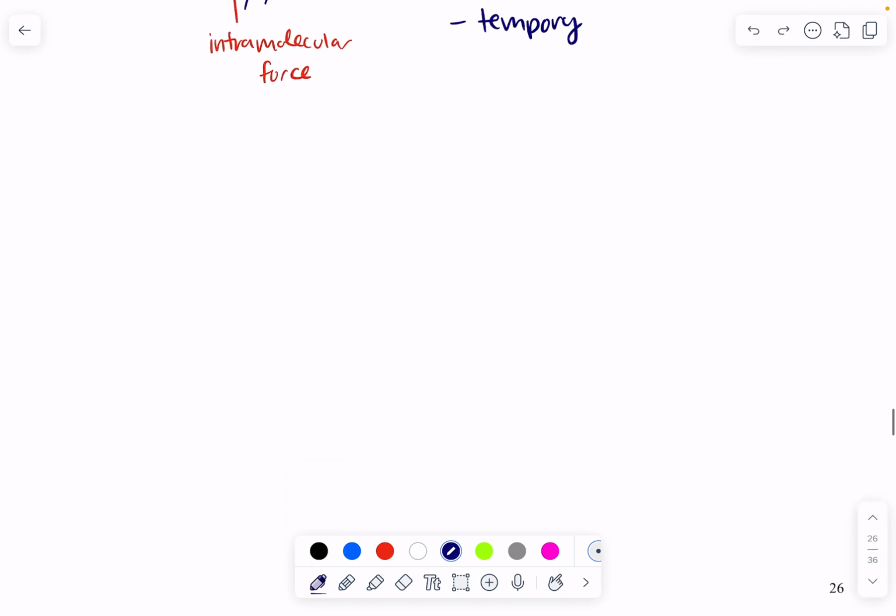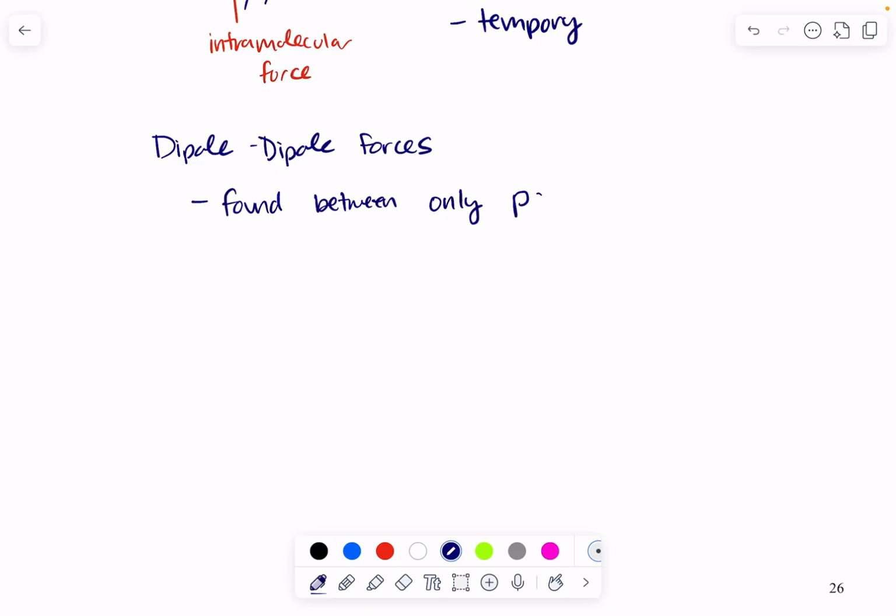The next intermolecular force that I want to discuss is called dipole-dipole attraction, or dipole-dipole forces. And the reason I gave the warning at the beginning of the video, and why you need to be able to figure out polarity, is dipole-dipole forces are found between only polar molecules.